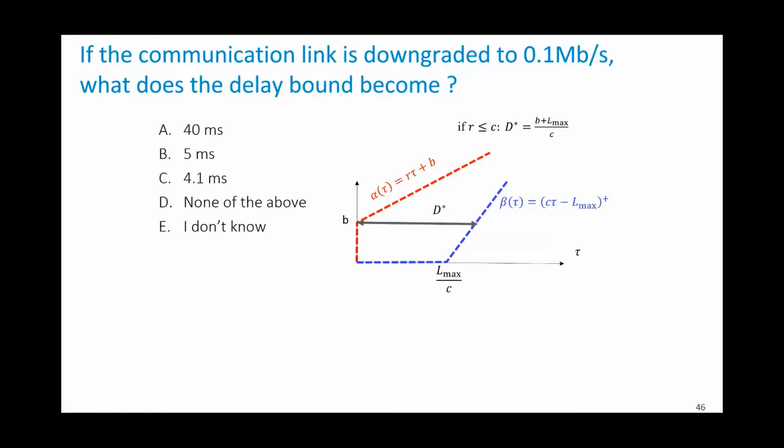So let's see your answers. Who says A? 50%. Who says B? 0%. Who says C? 0%. Who says D? 25%. Who says E? 25%. Well, the correct answer is none of the above. The delay bound here is infinite.